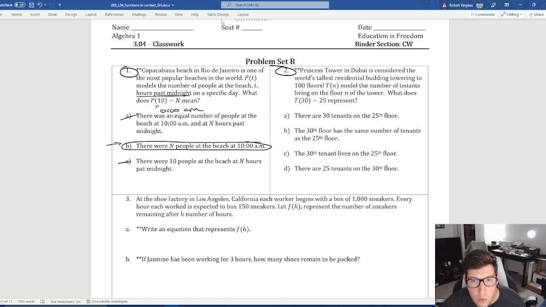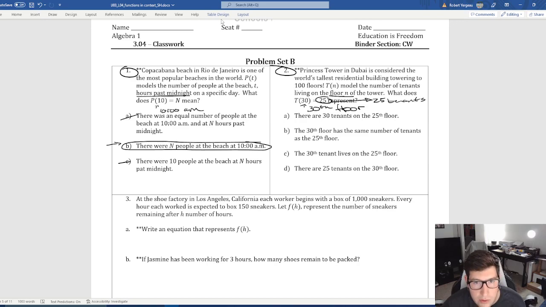Okay, well, N, the number inside the parentheses, is really the floor. And so this 30 is actually the 30th floor. This 25 right here, as we talk about up here, this T of N, this function value, is the number of tenants. And so this 25 is going to mean 25 tenants, specifically on the 30th floor.